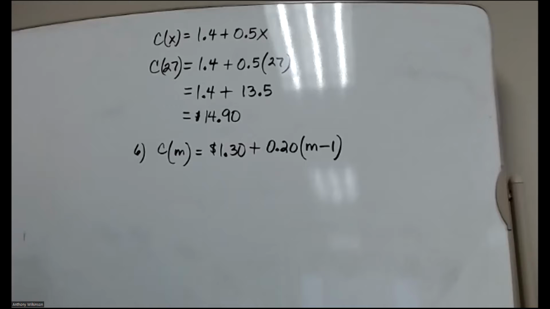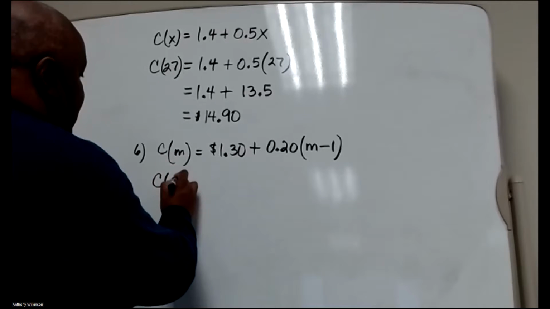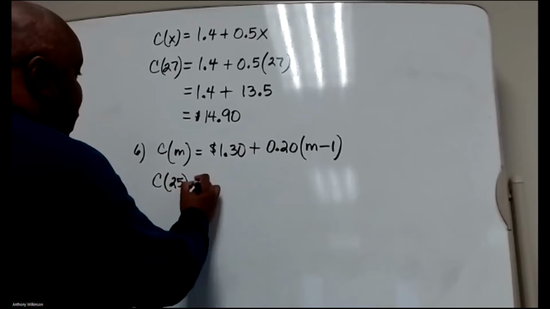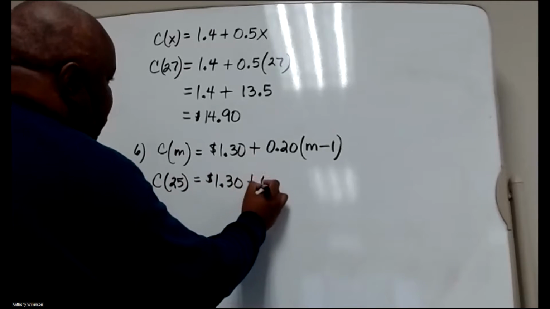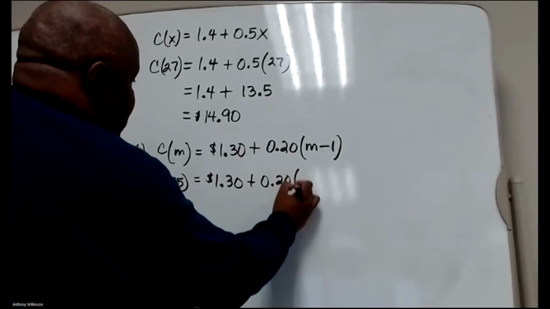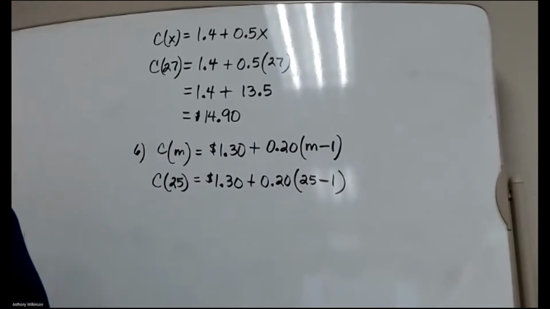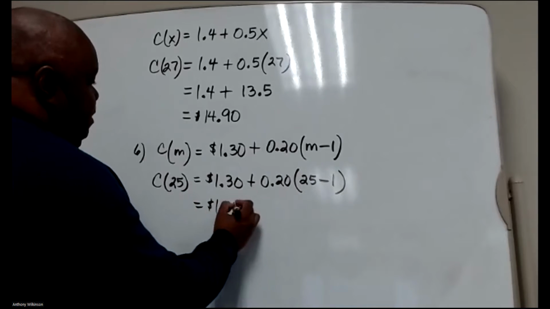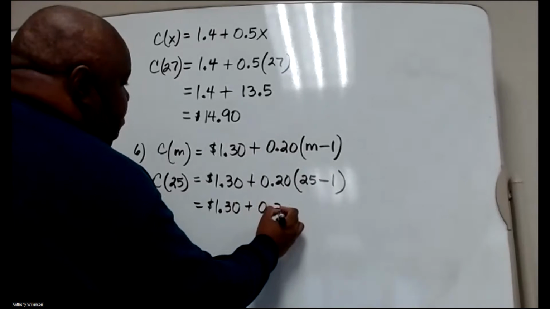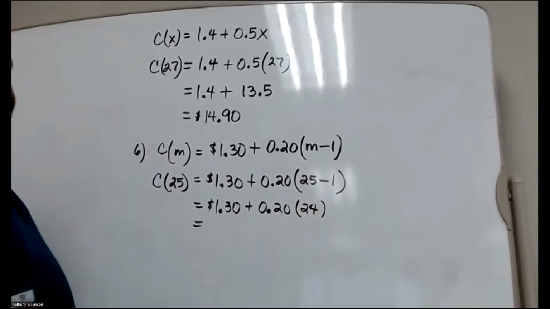And then for a 25-minute call, I'm going to substitute M with 25. That would be $1.30 plus 0.20 times M, which is 25, minus 1. And that would be 24. So $1.30 plus 0.20 times 24.